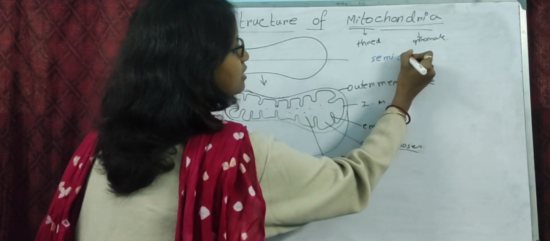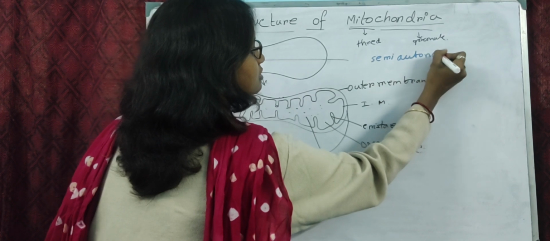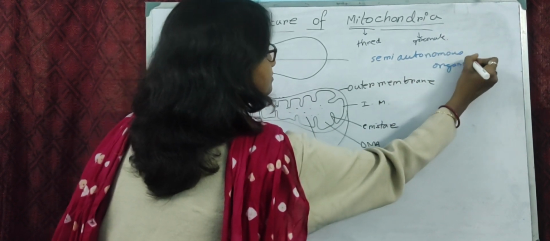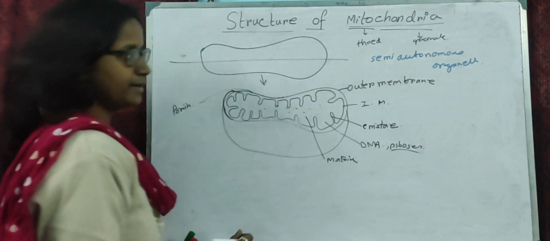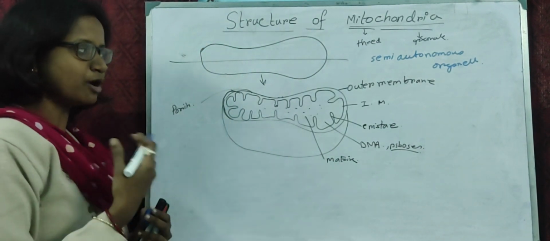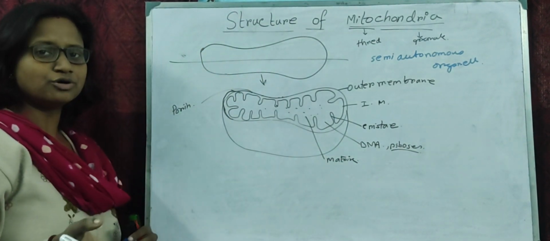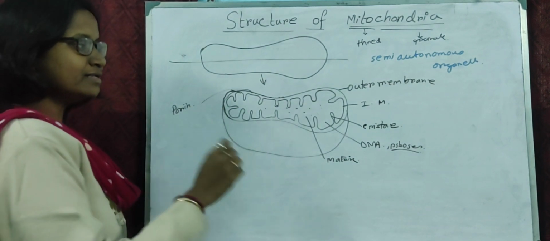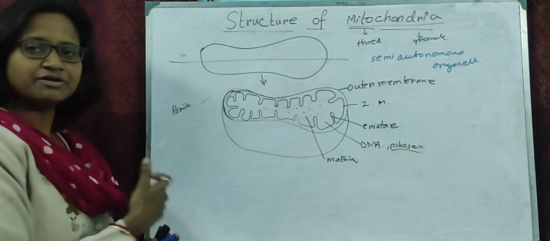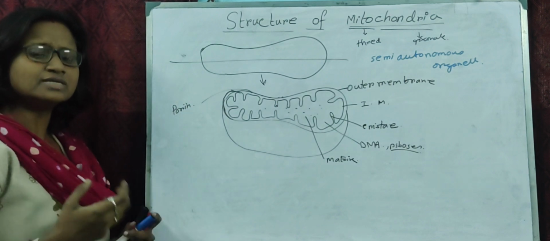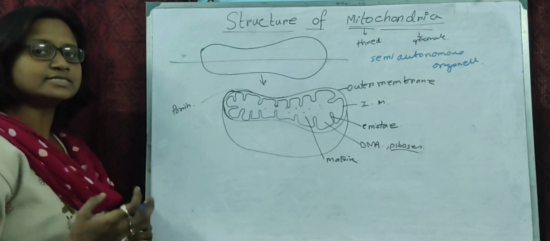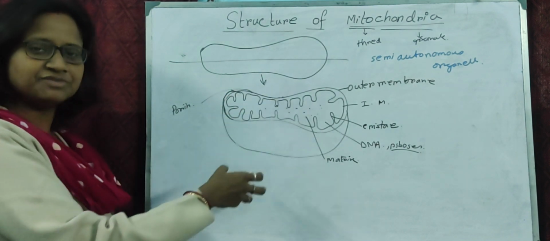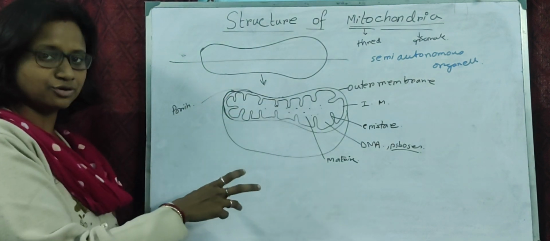It is also known as a semi-autonomous organelle, as it has the property to form a mitochondria like itself. That's why it's called a semi-autonomous organelle. And as it has DNA and ribosomes, it can produce some of its own proteins. Those proteins are needed for different activities happening inside the mitochondria.